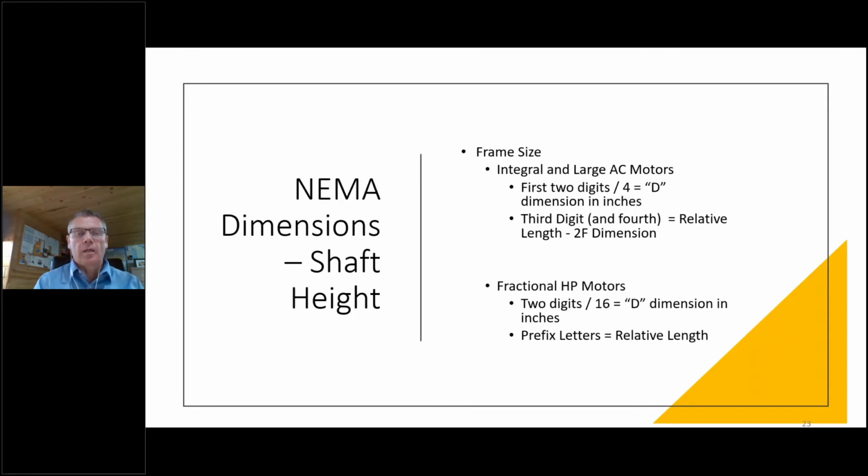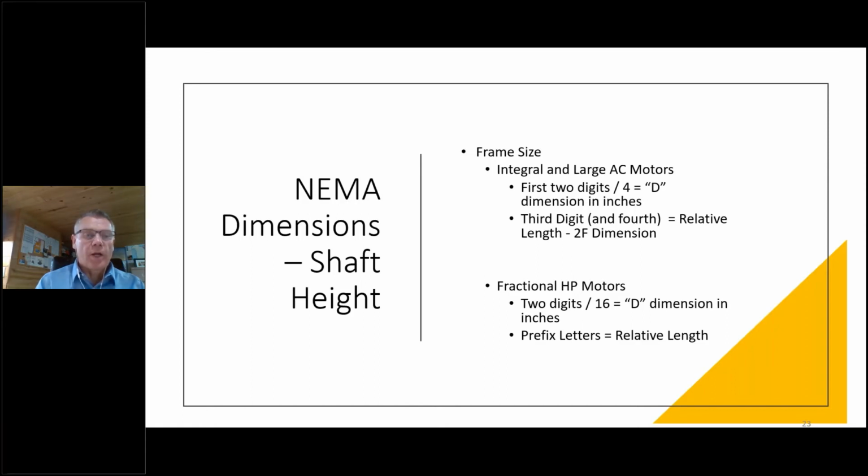Are those numbers just made up out of thin air? Do they mean something? Well, in the NEMA world, they actually do mean something. Take the first two digits: if we're talking about a 449, forget about the third digit, but that 44, if you divide it by 4, you will come up with 11.